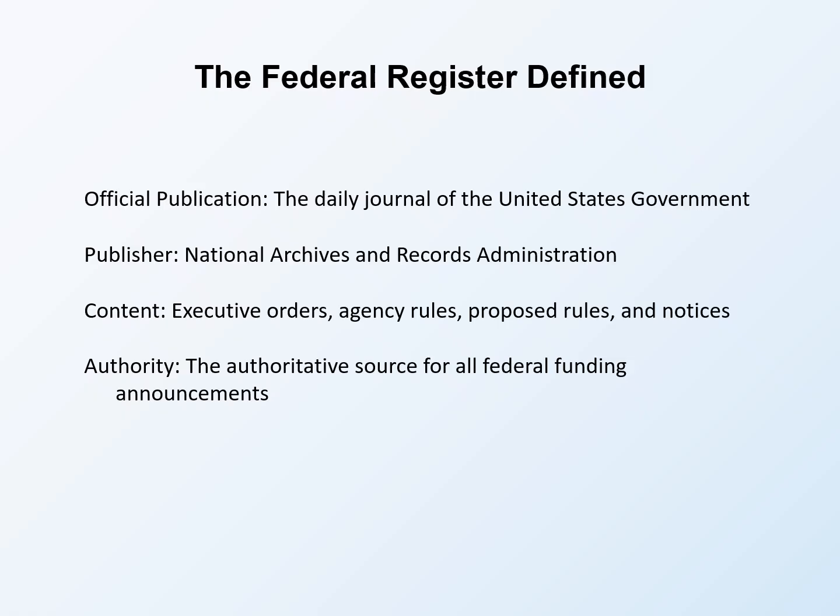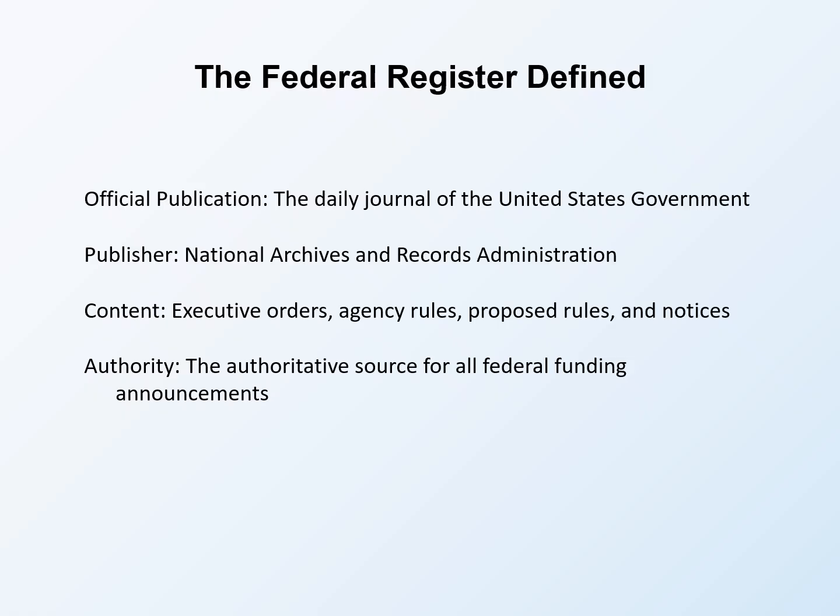The National Archives and Records Administration publishes the Federal Register every federal business day. This continuous publication schedule means new opportunities can appear any day of the year. Unlike some foundations with fixed announcement dates, federal opportunities emerge throughout the calendar.